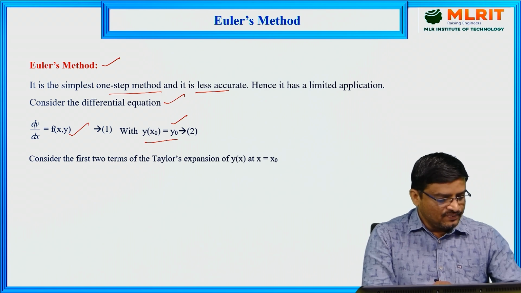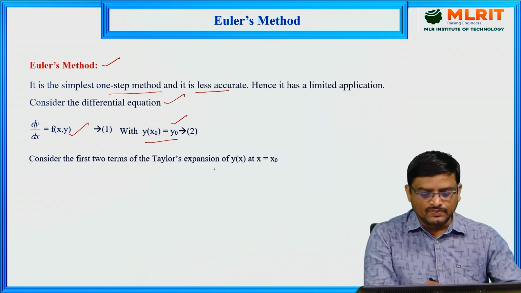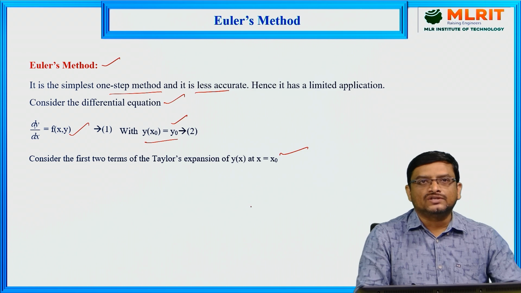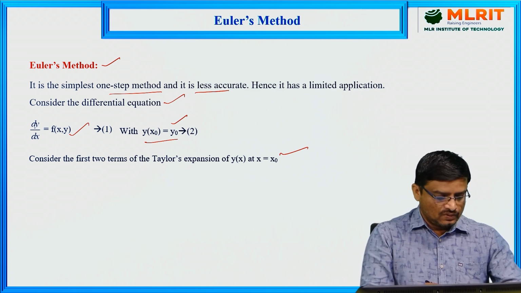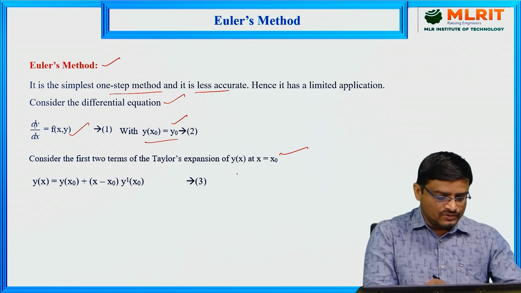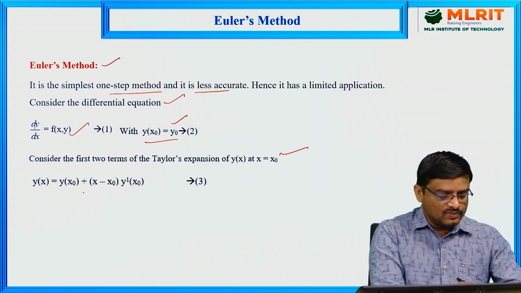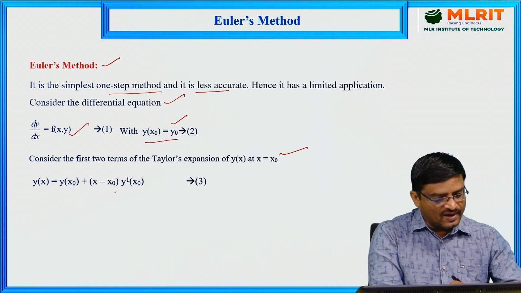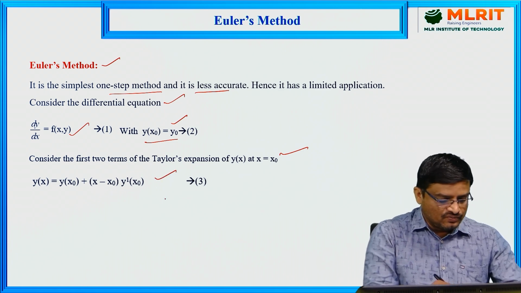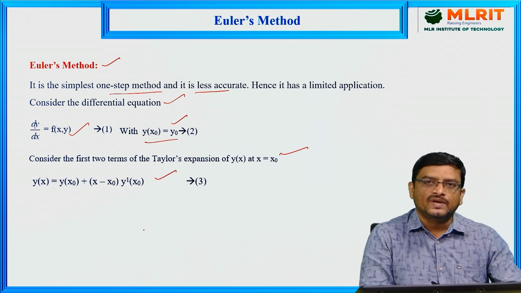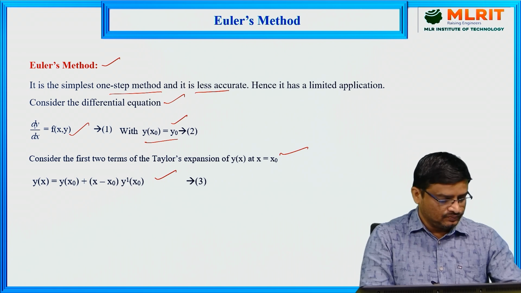Now consider the first two terms of Taylor's expansion when x is equal to x naught. In the previous video, we have seen the Taylor series expansion. Now by using this Taylor series expansion, we are going to derive the formula for Euler's method. I have taken the first two terms here: y of x naught plus (x minus x naught) by 1 factorial into y dash of x naught. This is our first two terms of the Taylor series expansion when x is equal to x naught.